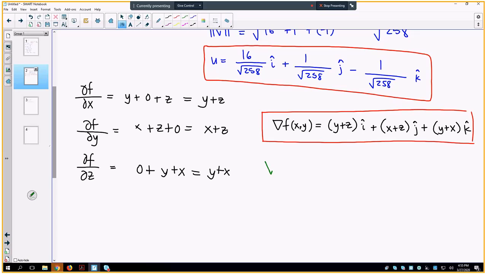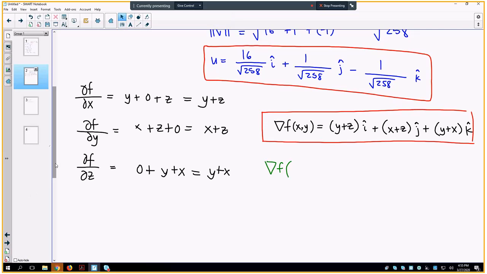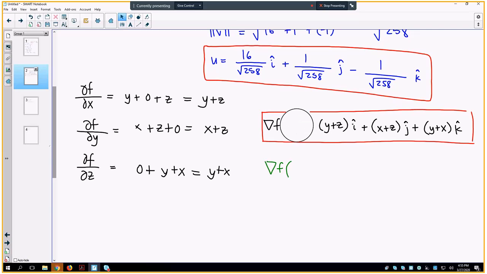So the gradient of f at, of course, this should be x, y, and z here. Erase. So this should be f of x, y, z.